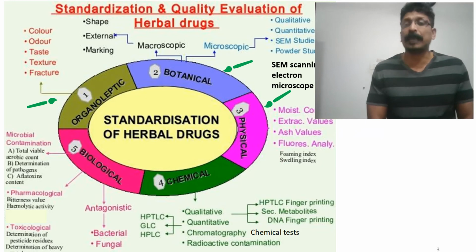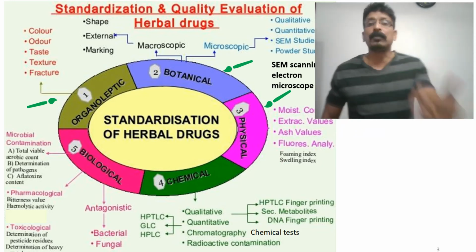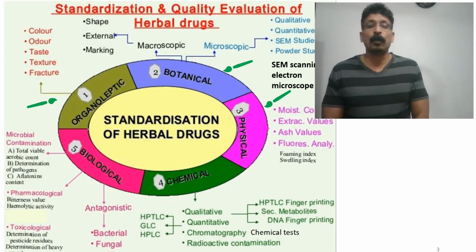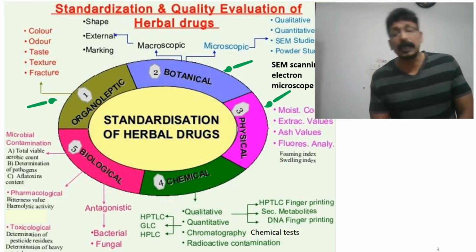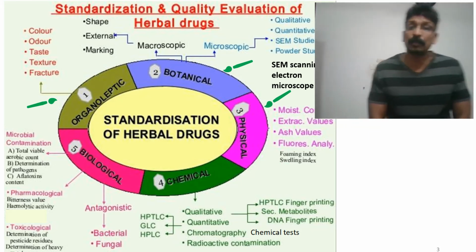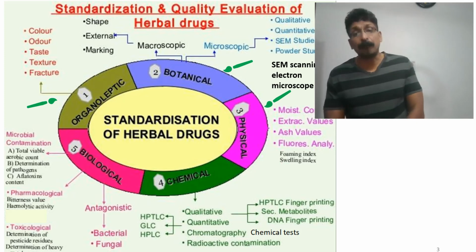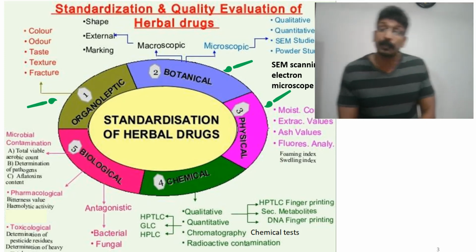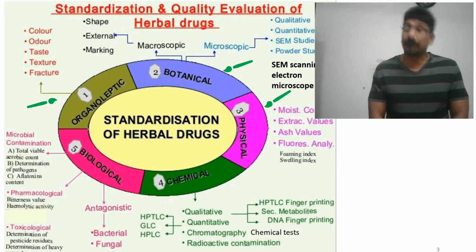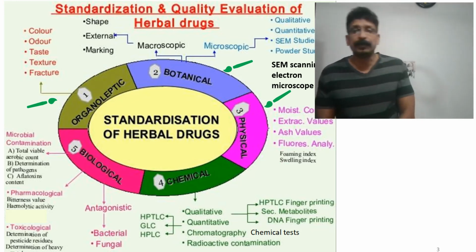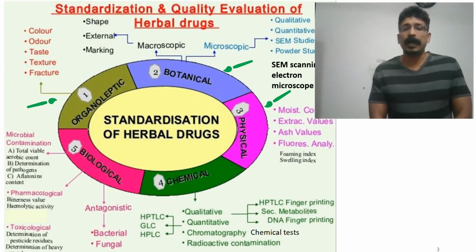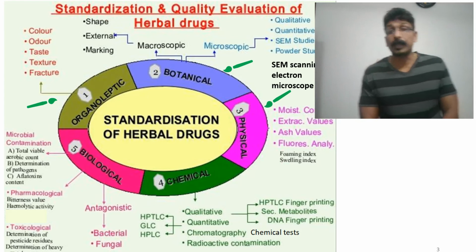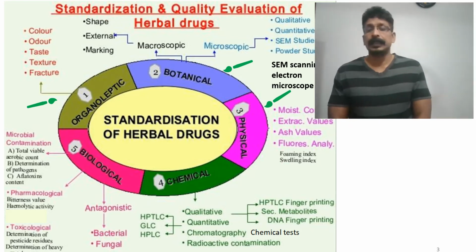That is my aim in coming today, to give you detail about the chemical evaluation of standardization of herbal drugs given by WHO. And chromatographic techniques, you know, HPTLC, GLC, gas chromatography, HPLC, high performance liquid chromatography, and radioactive contaminations can also be identified by means of chemical evaluations, by means of various radioactive identifying instruments, and also you can go for using various markers. This all comes under chemical evaluation.